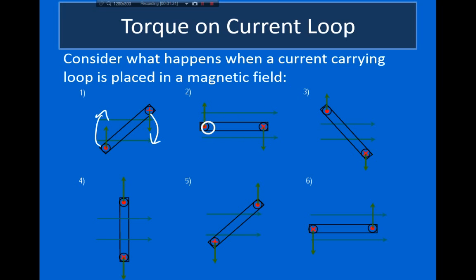My current here is still pointing directly out of the screen. My magnetic field is still pointing directly towards the right. So my magnetic force is still going to point straight upwards, the same as it did in panel 1. So if I look at these two forces together, I can see that they tend to rotate this object in a clockwise fashion. Similarly, in panel 3, my forces are still pointing in the same direction, and they still tend to cause the object to rotate in a clockwise fashion.